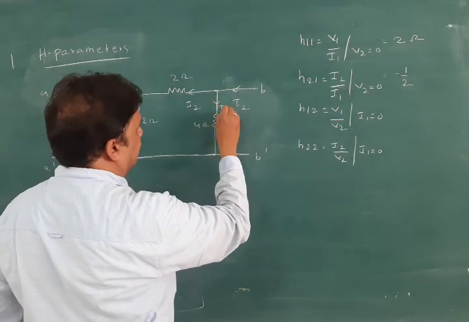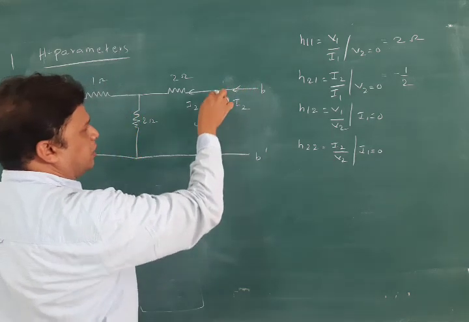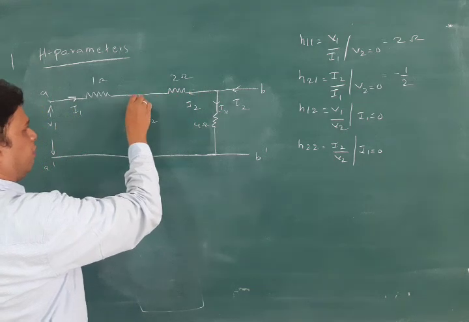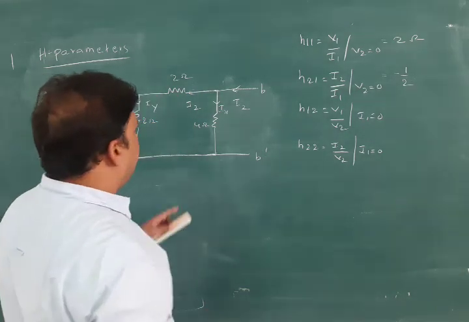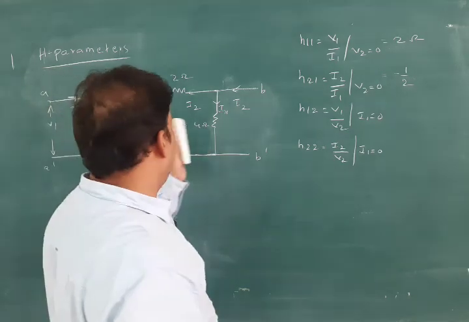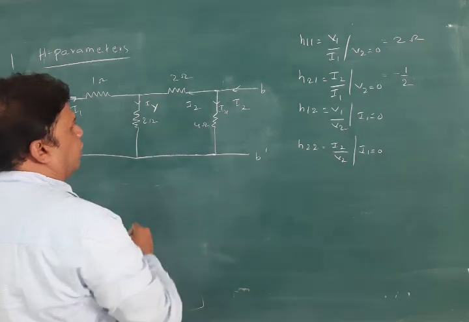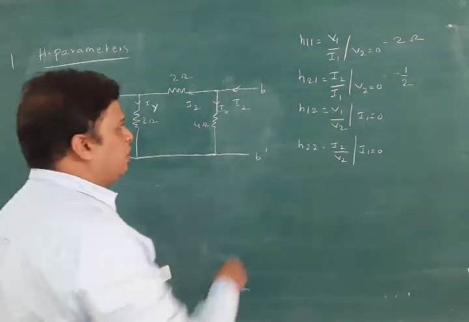I2 here. Ix current means, let us assume that Ix current is flowing through this branch, and from this branch again the Iy current is flowing. Why are we assuming Ix and Iy here? To find out the voltages V1 and V2 respectively from this port.